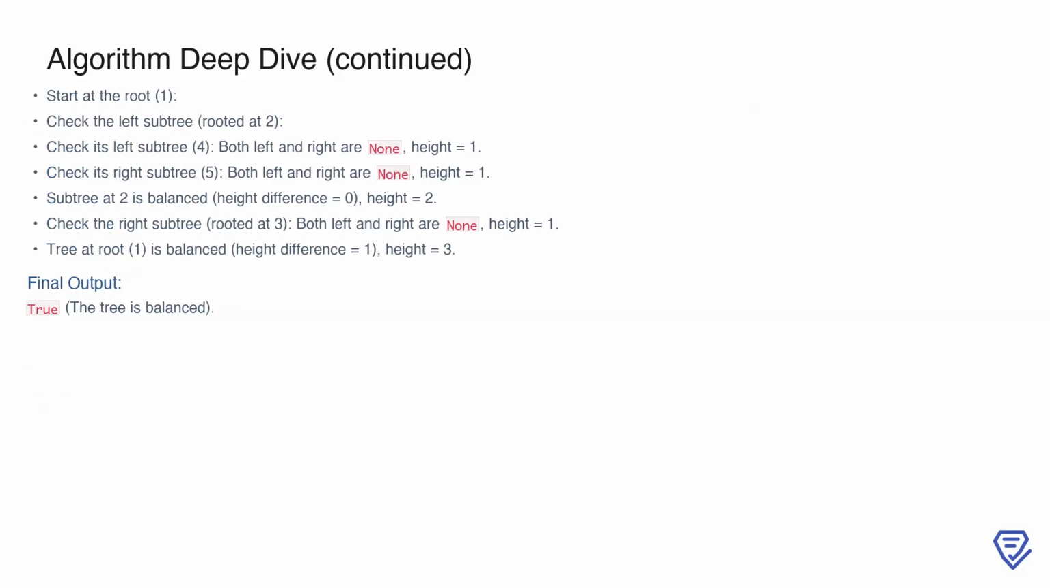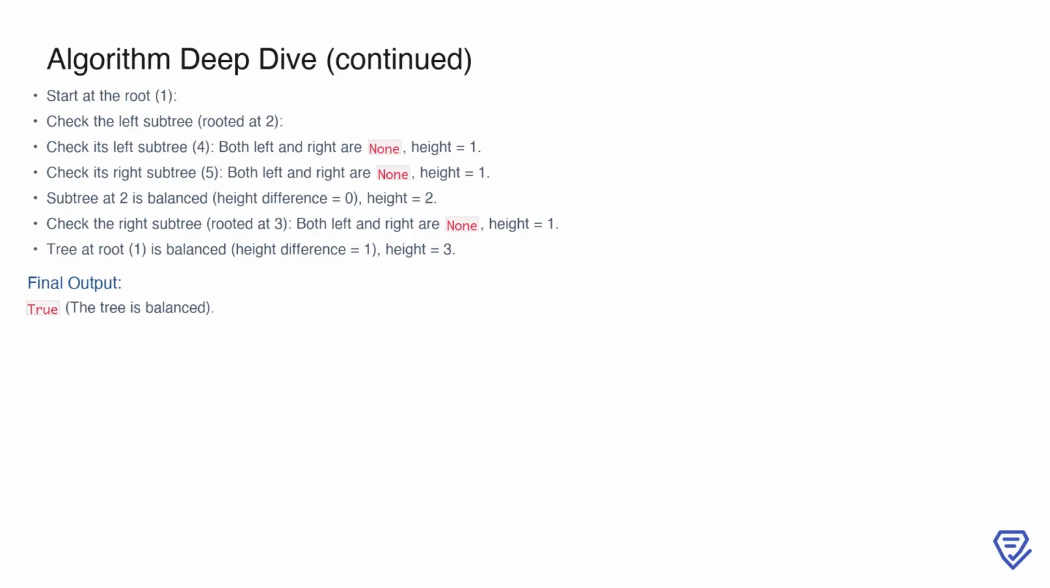Starting with the root node, we first examine its left subtree. For the left child, we check its left and right subtrees, both of which are leaf nodes with no children. Since their heights are both 0, the subtree rooted at this node is balanced, with a height of 1. We then compute the height of the left subtree, which is 2.